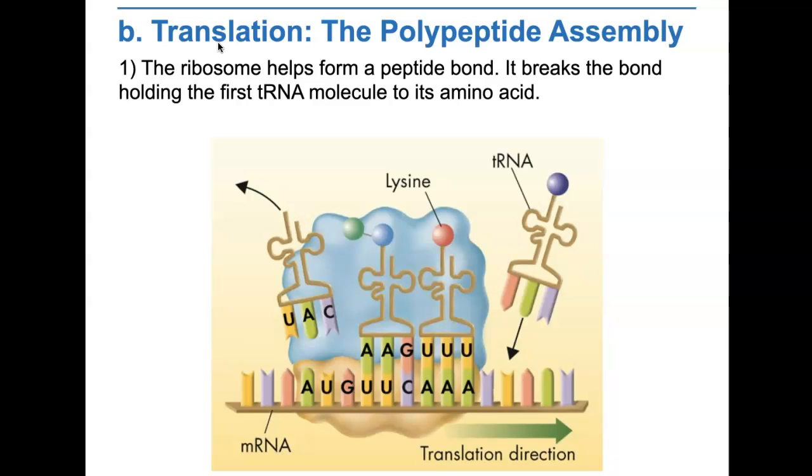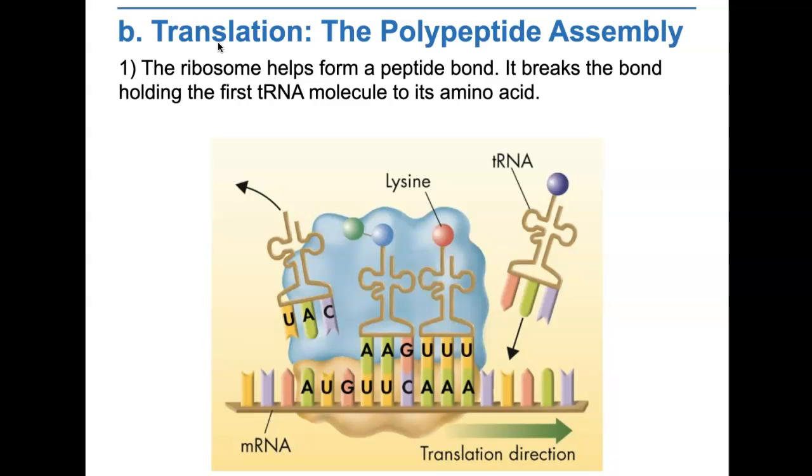Like an assembly line worker who attaches one part to another, the ribosome helps form a covalent bond, called a peptide bond, between the first and second amino acids. In this example, there are methionine and phenylalanine at the same time.